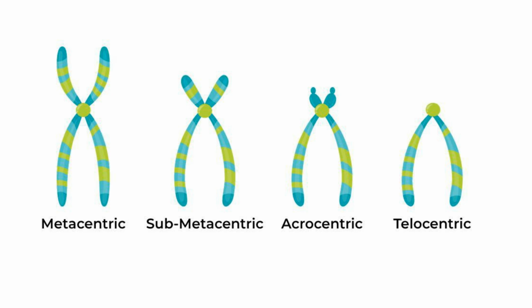Finally, the last one is the telocentric, where the centromere is right at the tip. So we call it a telocentric chromosome. As it appears, it has only one arm. These structural differences are very important in genetics and help in identifying chromosomes using karyotyping.